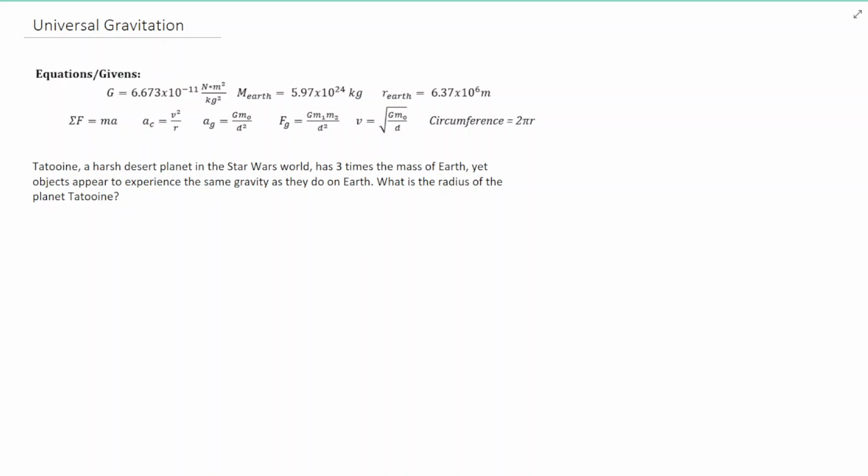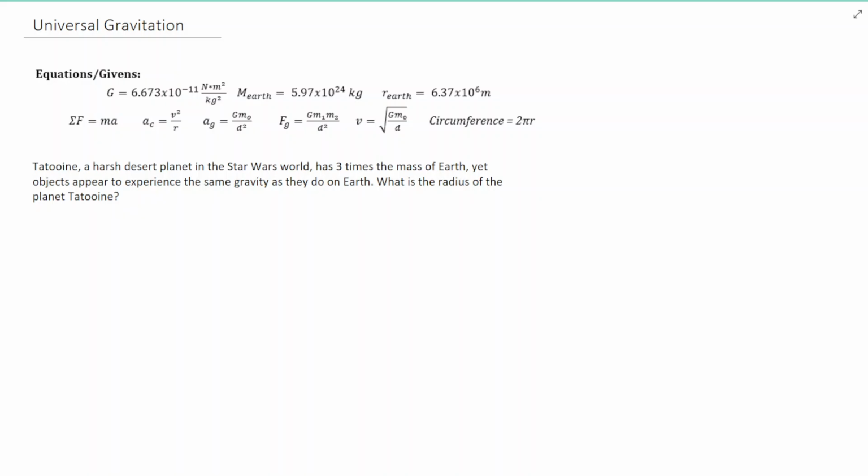In this example, we're looking to find the radius of a planet, Tatooine, which is the fictional planet from Star Wars. We know something about the planet. It's got more mass than Earth, 3 times the mass, in fact, but objects on the planet experience the same gravity as they do on Earth. So using this information, we should be able to find what the radius of the planet is.